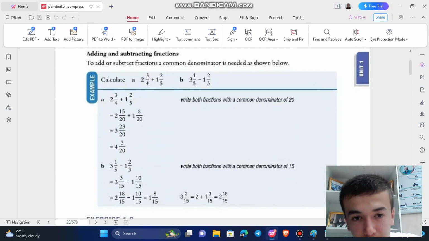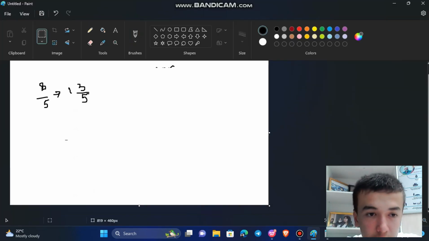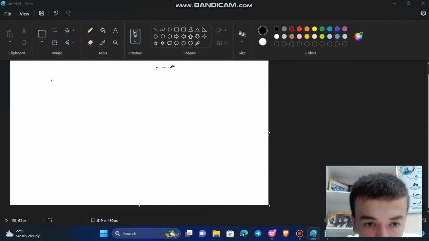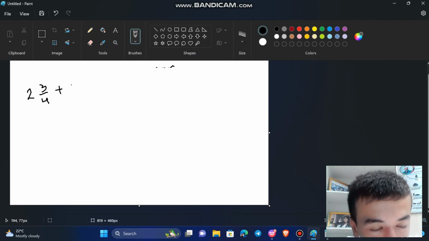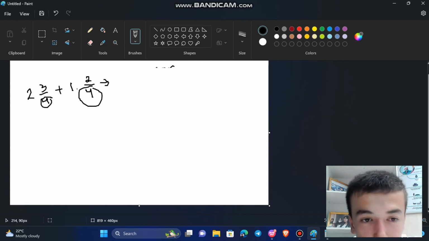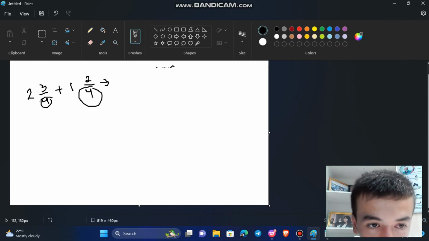And adding and subtracting fractions, our next topic. You can see here is example, but I need to use another example. For example, 2 3/4 plus 1 2/4. So you can see that denominators are equal, so we can easily add whole number and denominator and numerator also.